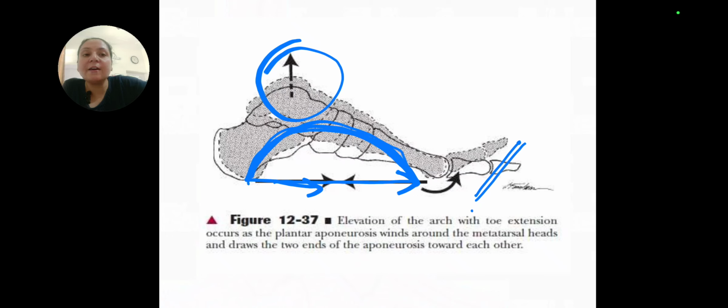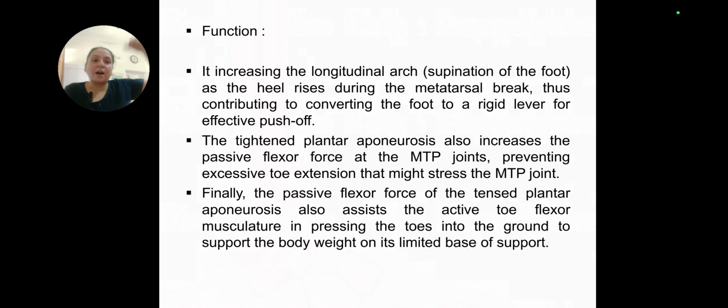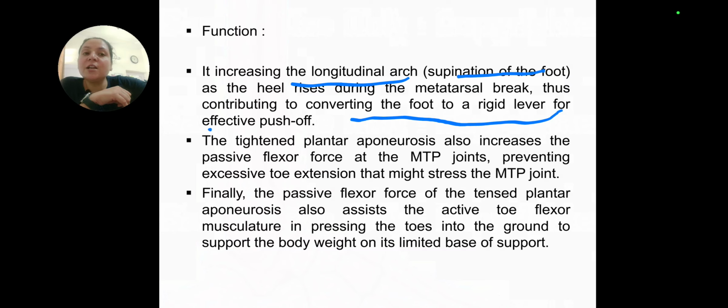The arch is high. Herein it brings about the arch is high. Whenever there is a pull, it raises the arch. Fine. The opposite is also there when the MTP extension is not there properly in full range. So the function of this epineuritis is, it increases the longitudinal arch and brings about supination of the foot when the heel rises, and it helps to convert the foot as a rigid lever during the push-off phase. Now tightening of the plantar epineuritis also prevents the excessive MTP extension, excessive weight bearing.